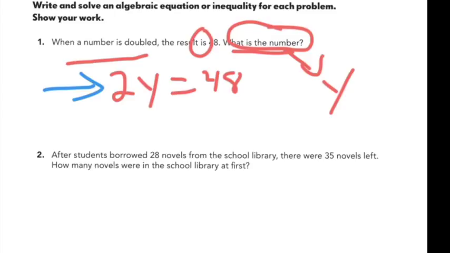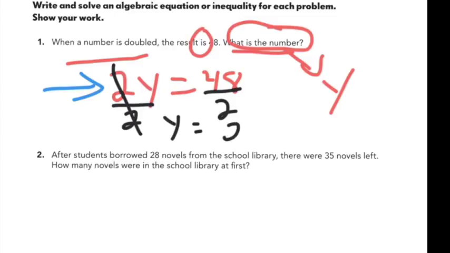So this is just a regular equation now. So you should know that we need to divide by 2, because we're multiplying here, so we need the inverse operation. When you do that, those equal 1, so y will equal 24. 48 divided by 2 is 24. Okay? All right, let's try a different one.